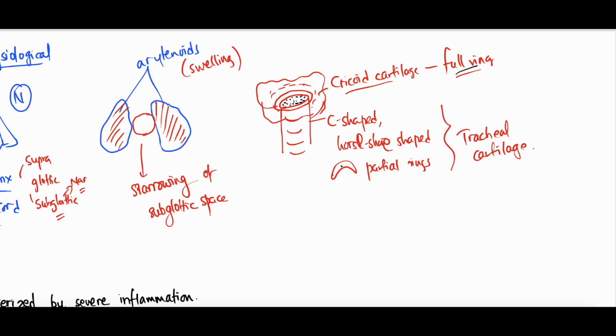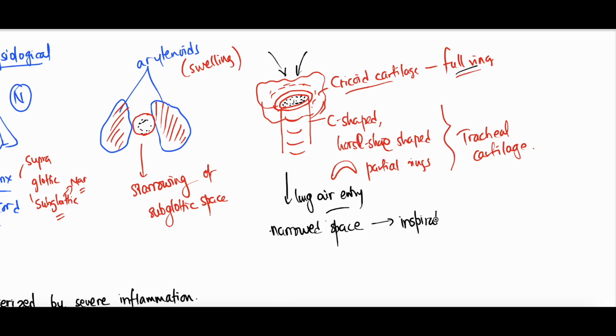Then in croup, when there is inflammation in this area, obviously the child will have difficulty taking a deep breath into the lungs. The lung air entry will be decreased. When there is decreased air entry and air is flowing through a narrowed space, it creates a particular inspiratory sound, which is also known as stridor.